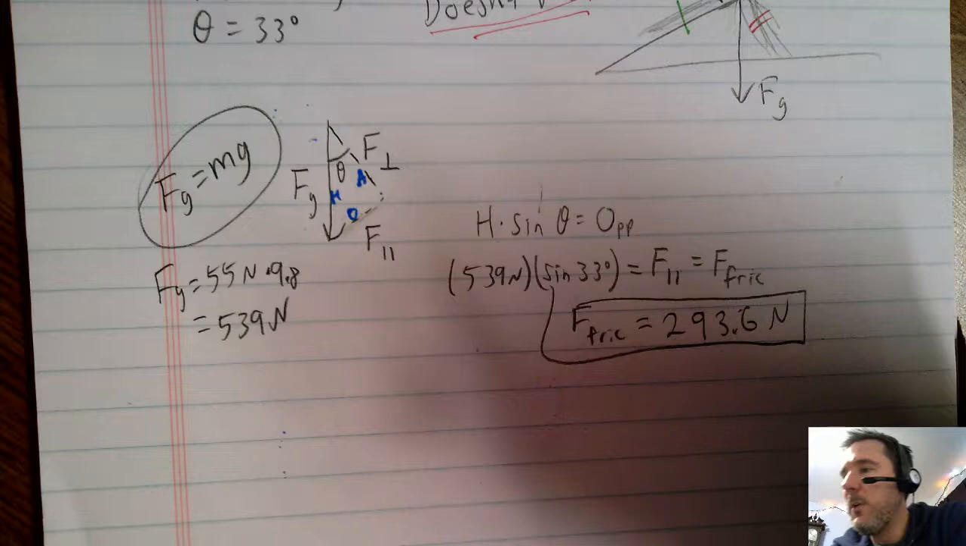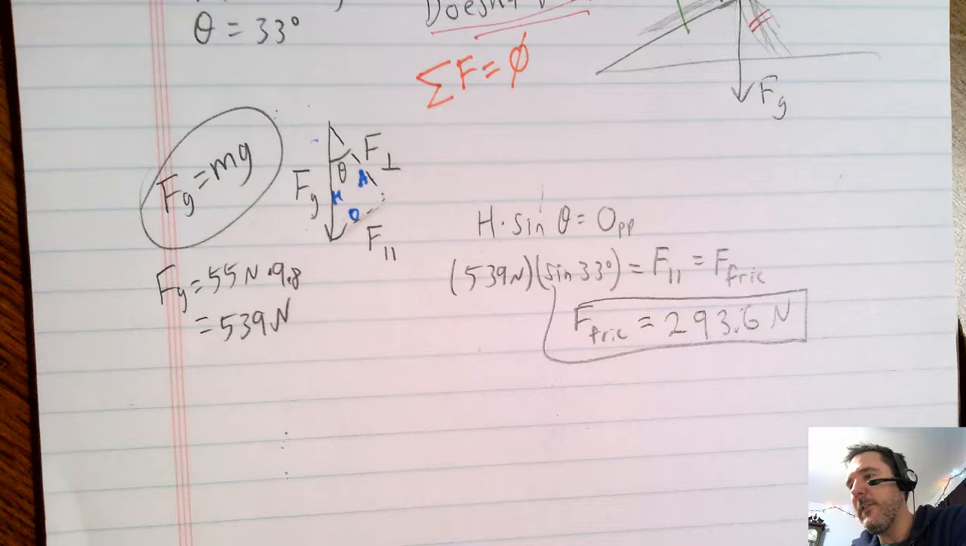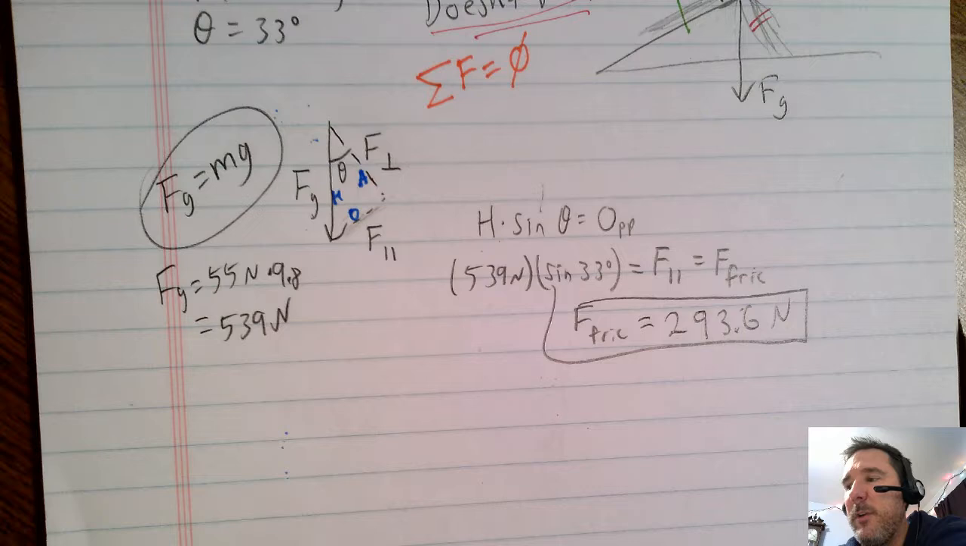So that means that all the forces are balanced. The sum of the forces equals zero. They're all balanced. So parallel and friction, they're going in opposite directions. You add them together, they make zero. All right.